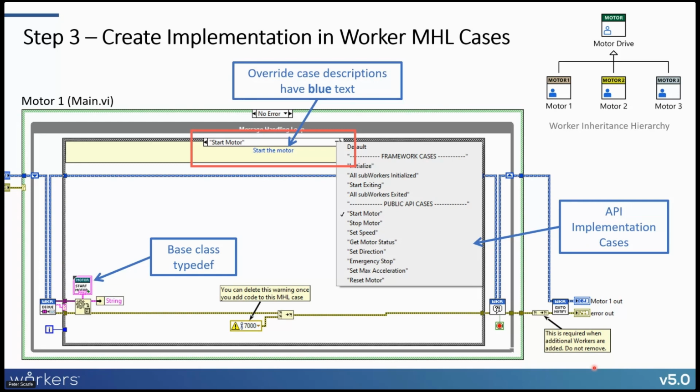So what we have done here is created the implementation cases for the base class public API in the Motor 1 worker. Afterwards, we could go ahead and do the same thing for Motor 2 and Motor 3, and that would give us 3 different implementations for the public API VIs in the Motor Drive base class. So let's bring this all together.